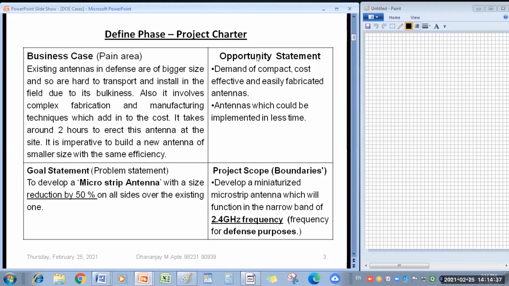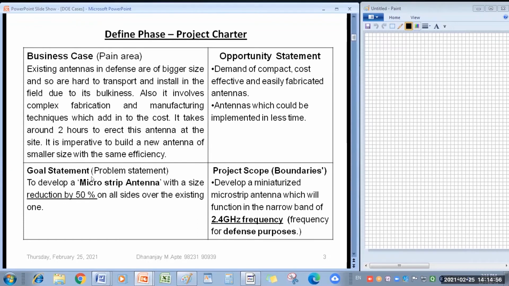Now, where is the opportunity for this particular pain area? The opportunities for this antenna are enormous. This is in every battlefield.